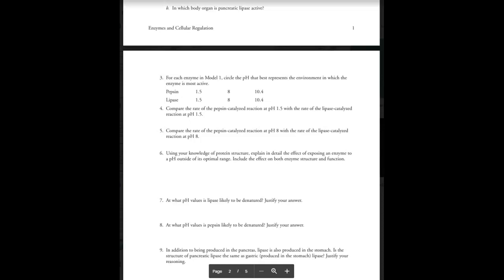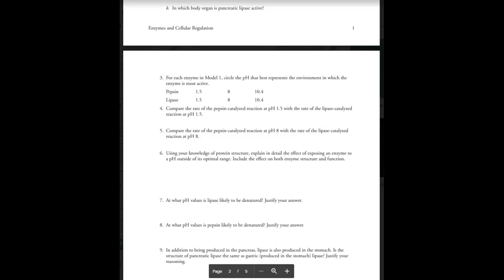For number 4, pepsin has a high rate of reaction at 1.5, while lipase is inactive. I know it's inactive because its little squares and dotted lines are down at the 0 rate of reaction. So it's not active at all. And for number 5, it's flip-flopped. Lipase has a high reaction rate while pepsin is inactive.